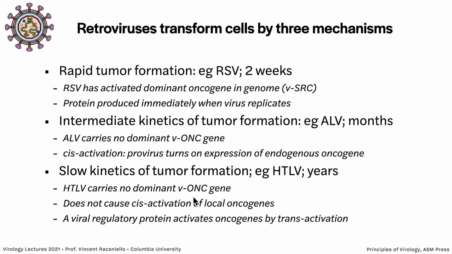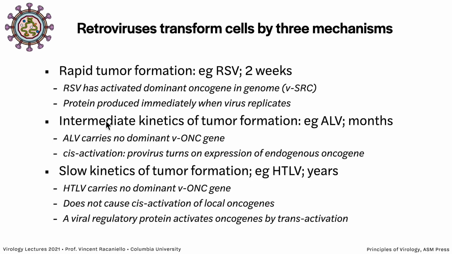There are three actually. And we've talked about Rous sarcoma virus here, which causes what we call rapid tumor formation. It takes about 2 weeks after you inject the virus into a chicken to get a tumor. And that's one mechanism. It carries a dominant oncogene in its genome, and that protein is made immediately when the virus gets into a cell, and it starts the cell dividing. Src is a membrane-bound protein that's involved in the signaling pathway, makes the cell divide.